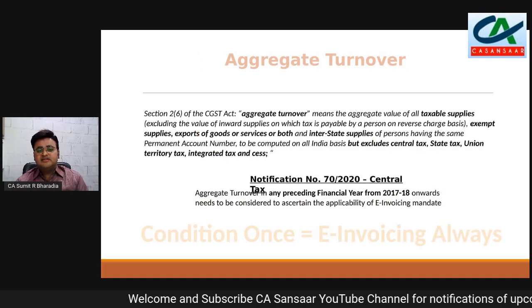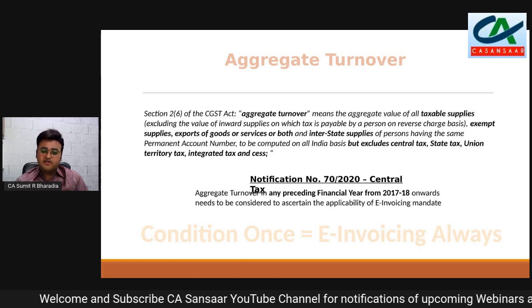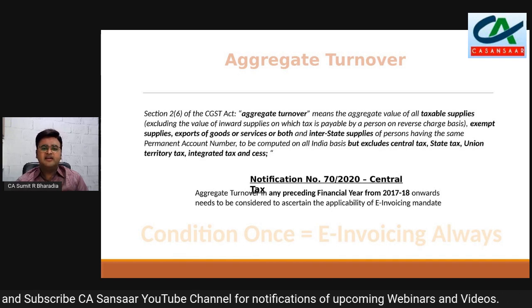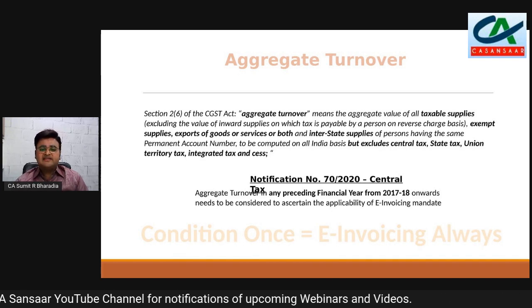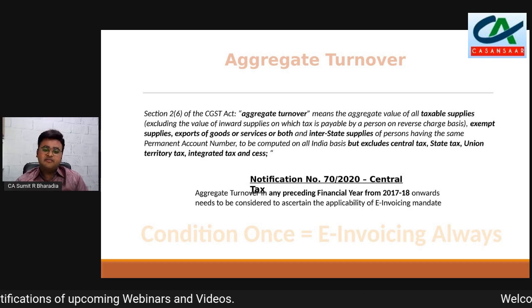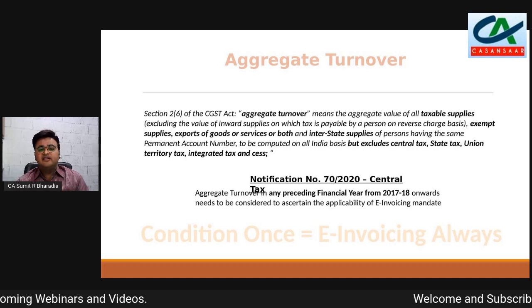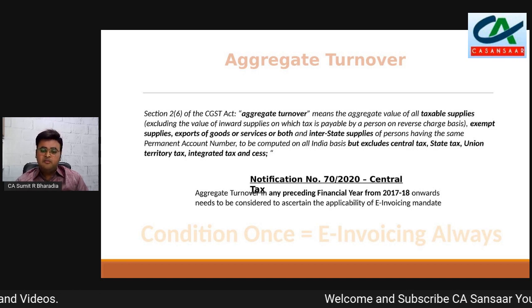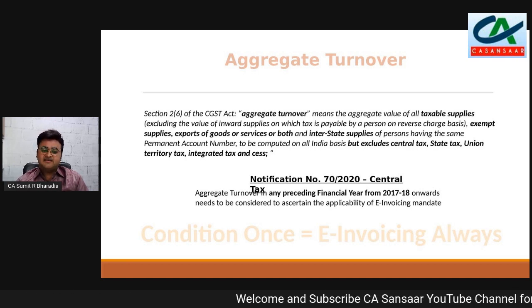Now let's come to this. What is aggregate turnover for this e-invoicing calculation? Aggregate turnover means all the taxable, exempt, export of goods and nil rated supplies; every type of supply is included in the definition of aggregate turnover, but excluding the cess and taxes.